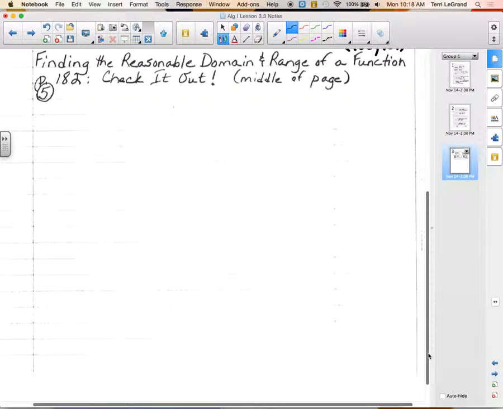Okay, let's go to the middle of page 182. Middle of page 182, doing the check it out that went with your number 5 objective in this lesson. The settings on a space heater are whole numbers from 0 to 3. The total number of watts used for each setting is 500 times the setting number. Write a function to describe the number of watts used for a setting and find the reasonable domain and range for the function.